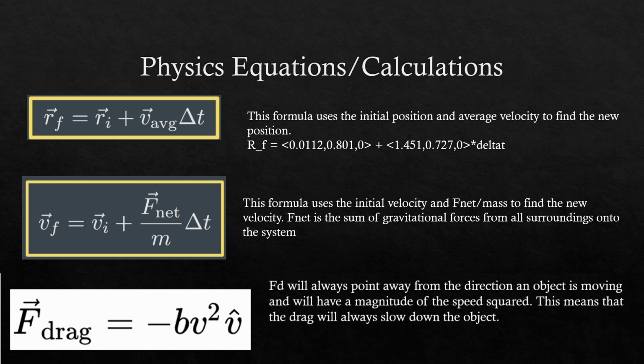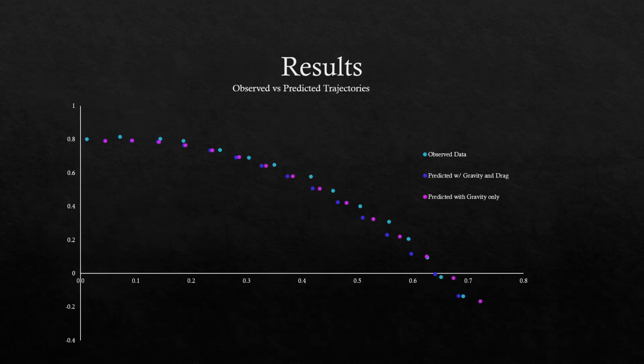And the second formula is our velocity update formula, which, like stated before, Fnet is the sum of gravitational forces and drag forces. And noted below, F drag is negative the drag constant b times the magnitude of velocity squared in the velocity direction, but because it's negative, it's pointing away from the direction of velocity. This always means that drag will slow down the object.